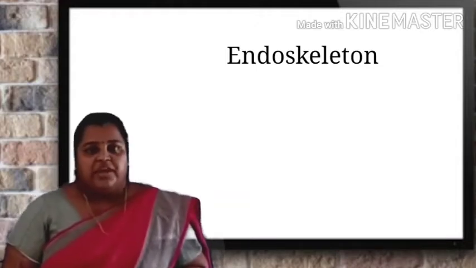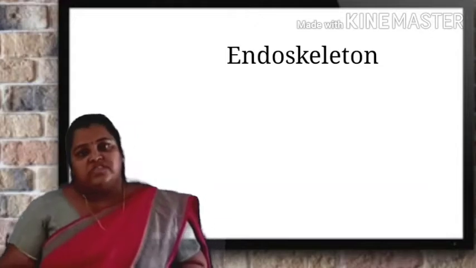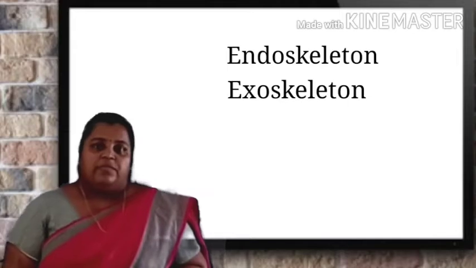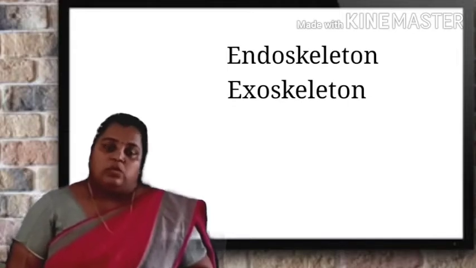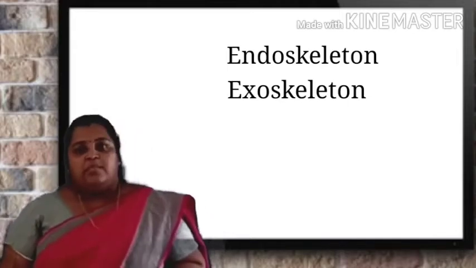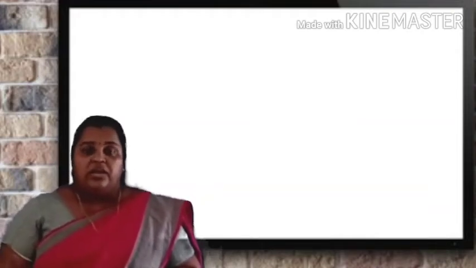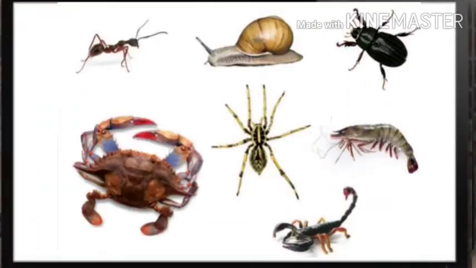In invertebrates, the skeleton is seen outside. So, it is called exoskeleton. Exo means outside. Example, cockroach. They have a hard and outer skeleton. Now let us have a glance at organisms with exoskeleton. Ant, snail, beetle, crab, spider, prawn, scorpion.